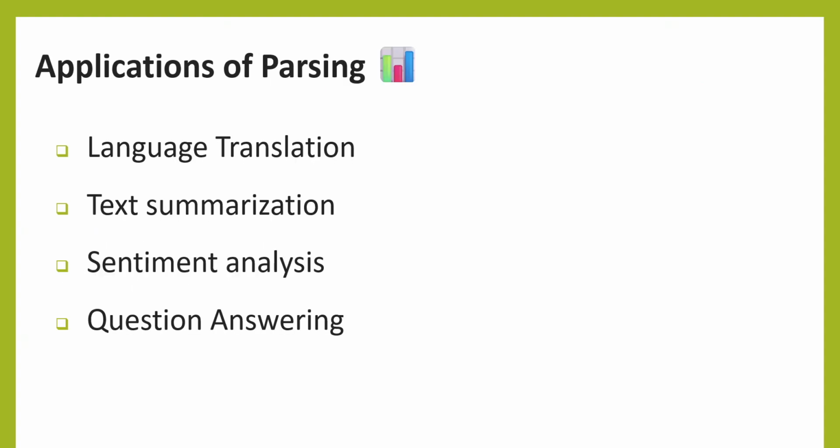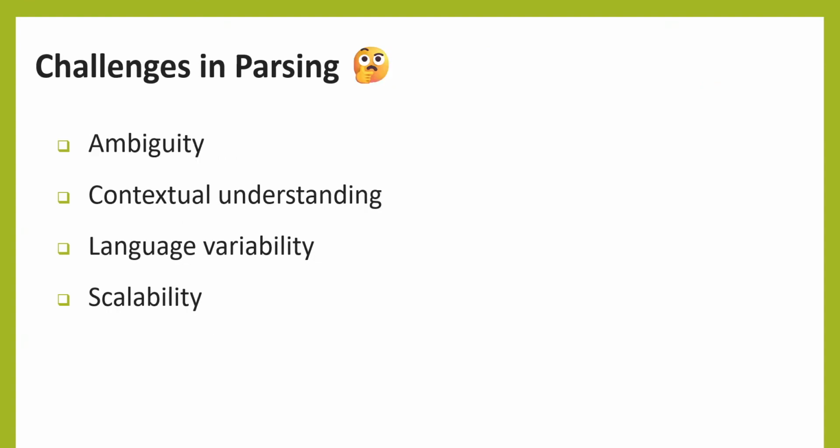Next comes the applications of parsing. First, language translation. Here parsing is used to analyze the grammatical structure of a sentence in one language and generate an equivalent sentence in another language. Text summarization. Here parsing is used to identify the main ideas and concepts in a text and generate the summary. Also, parsing is used to analyze the sentiment of text and determine whether it is positive, negative or neutral. Finally, parsing is used to analyze the grammatical structure of questions and generate answers.